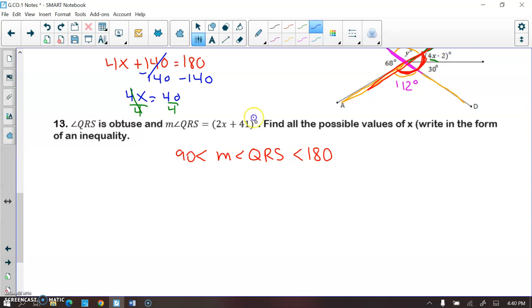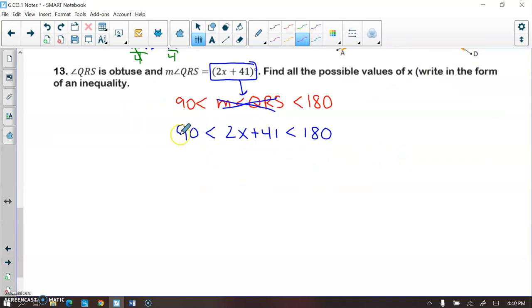Now the measure of angle QRS is 2x plus 41 degrees. So we're going to put that in for the measure of angle QRS. So I have 90 is less than 2x plus 41, which is less than 180. We want to find all the possible values of x. We're going to write our answer in inequality form. So this is actually called a compound inequality.